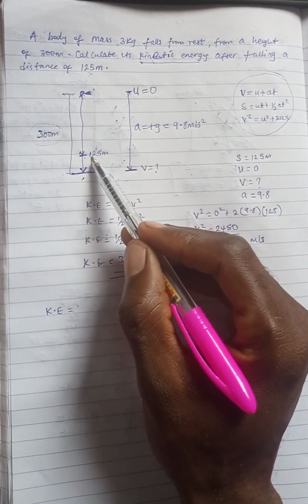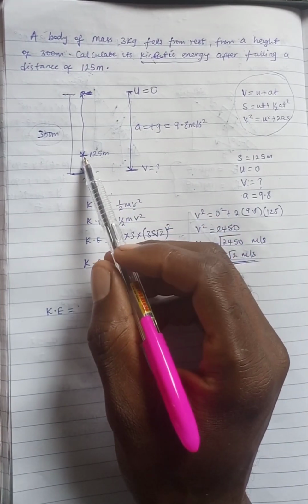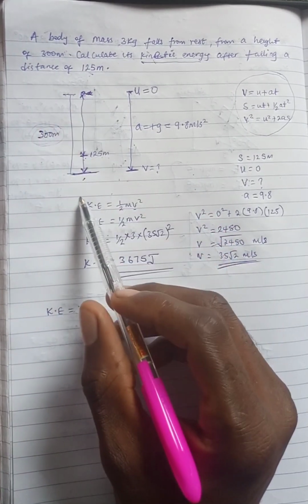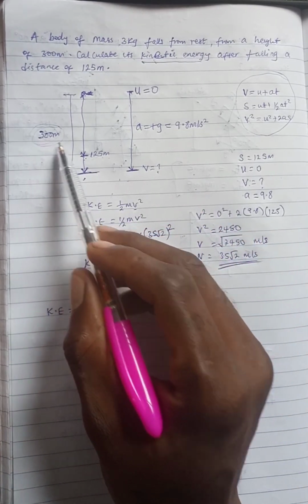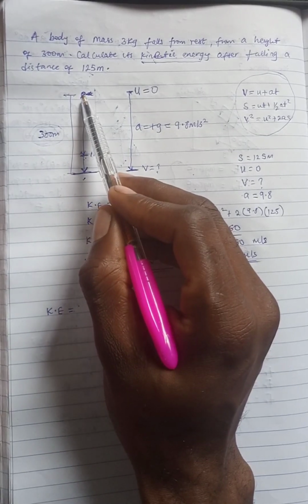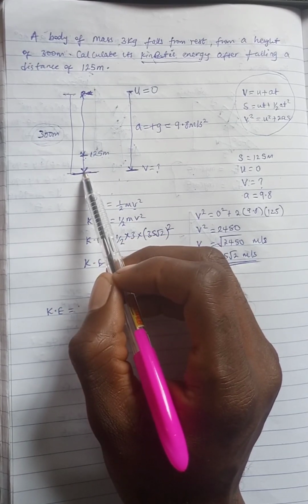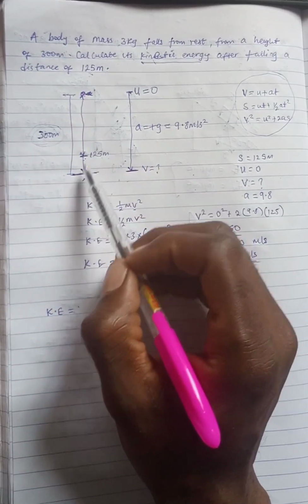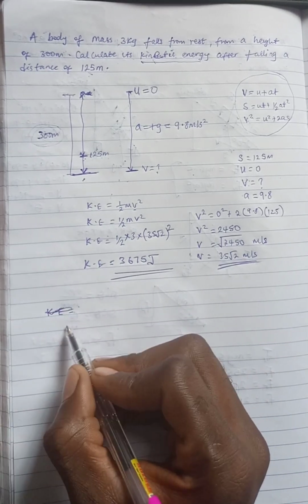So if from here to here is 300 meters, then what will be from here to here, since from here to here is already 125? Look at what I'm going to do. I'll get the potential energy at 300 meters, and again I'll get the potential energy at the difference between 300 meters and 125. So the difference between the total energy from here to here and from here to here will give me my kinetic energy.